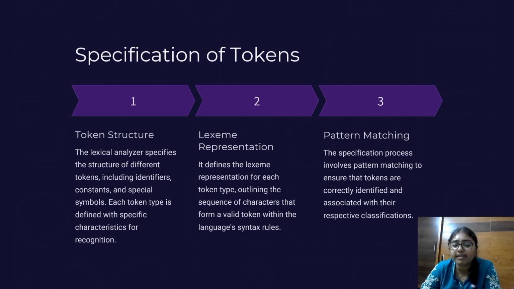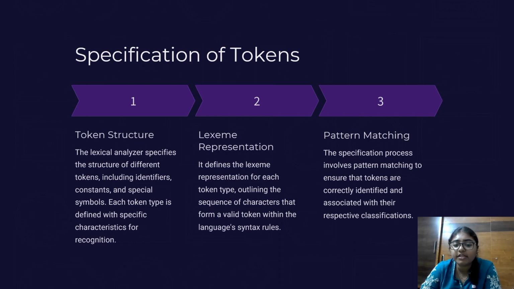Specification of tokens. Token structure. The lexical analyzer specifies the structure of different tokens, including identifiers, constants, and special symbols. Each token type is defined with specific characteristics for recognition.